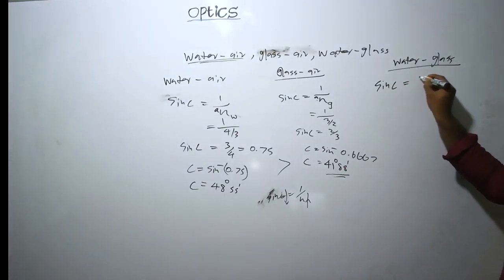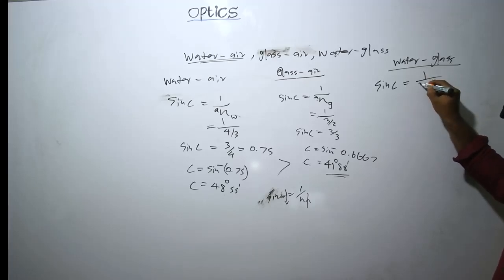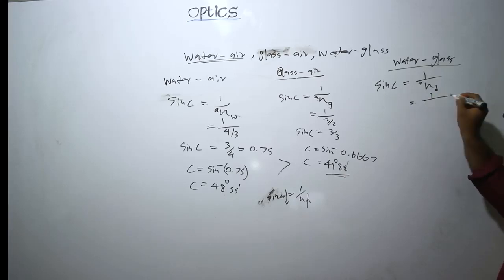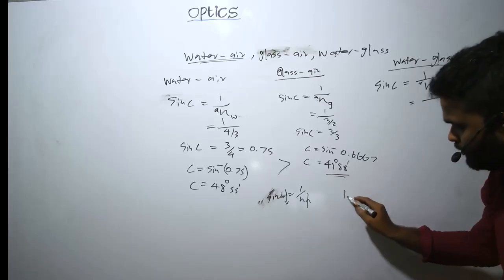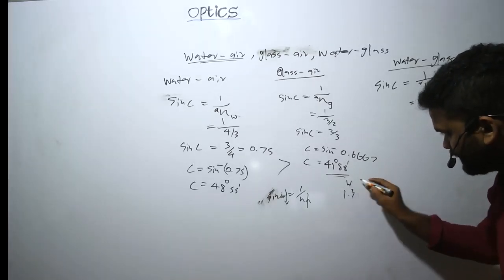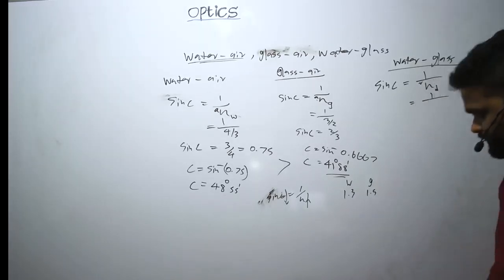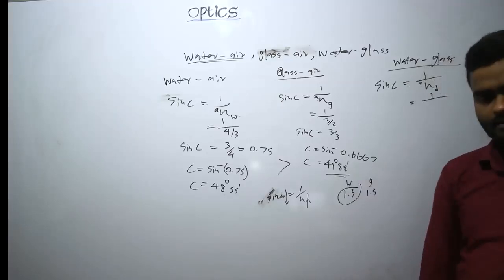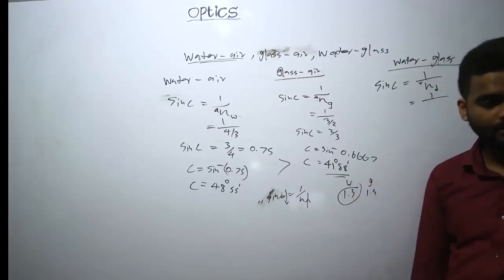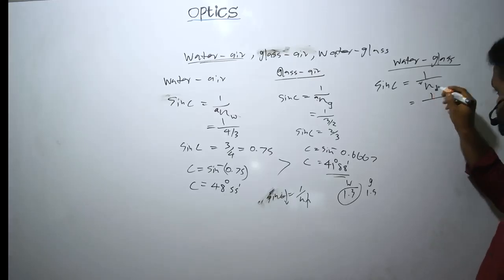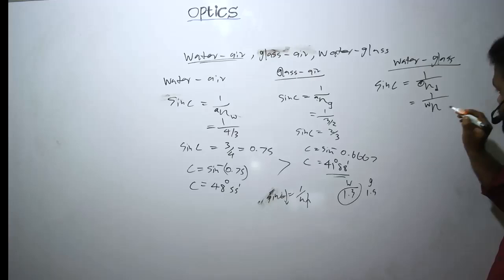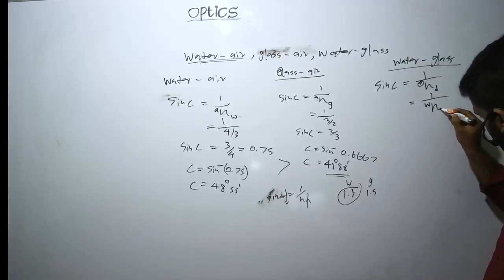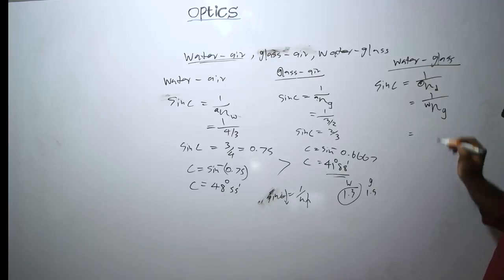Right. For this one, sine c is what? Rare and dense. So when you think about water and glass, what is rare? For water the value is 1.3. Glass it is 1.5. So water is the rare medium, right? Understand? Water is the rare medium. So relative to water, it should be the relative index of glass. Okay.